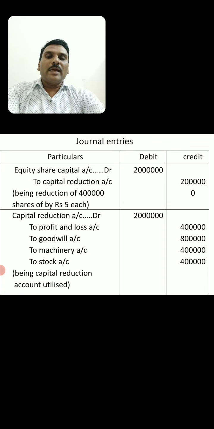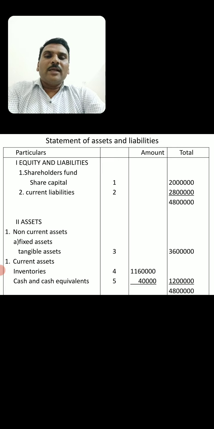Now this 20 lakh amount is utilized to write off the profit and loss account 4 lakh, goodwill 8 lakh, machinery 4 lakh, and stock 4 lakh. So the total amount of rupees 20 lakh is utilized for writing off the losses. Now after the implementation of the scheme of reconstruction, we have to prepare the revised statement of assets.